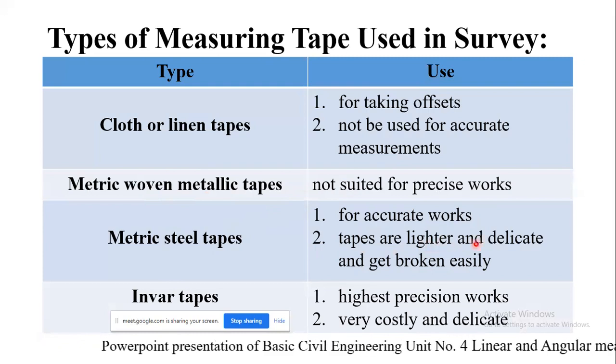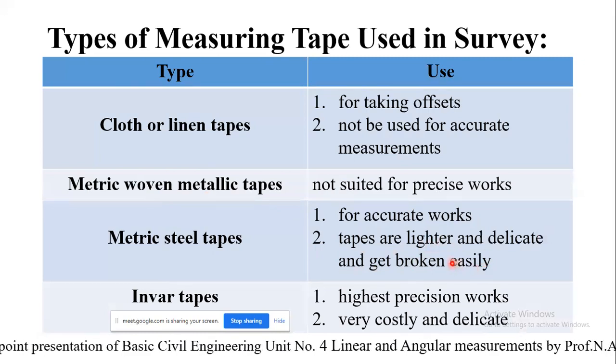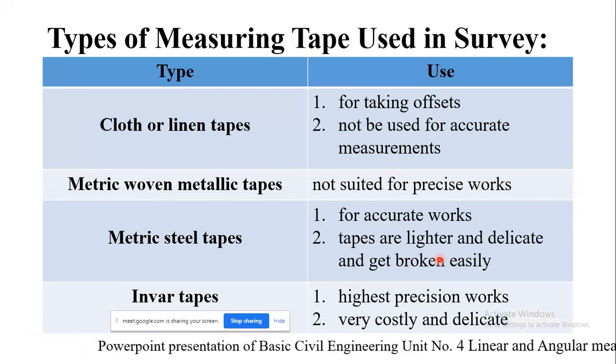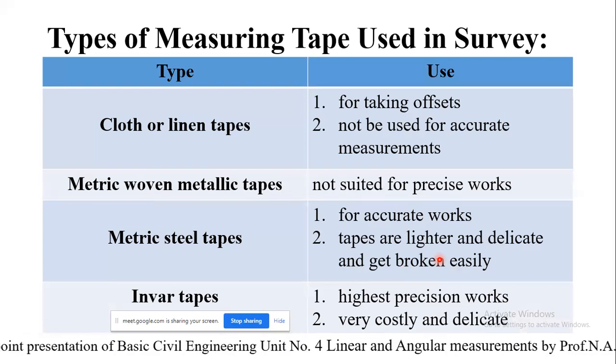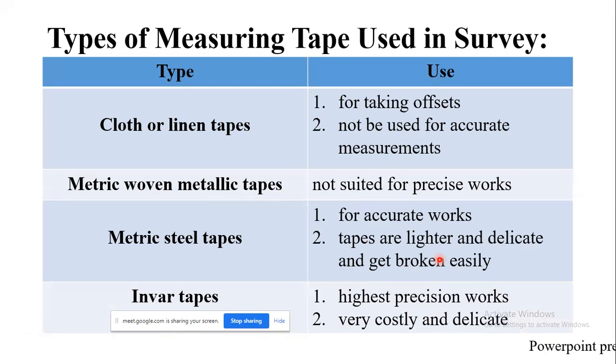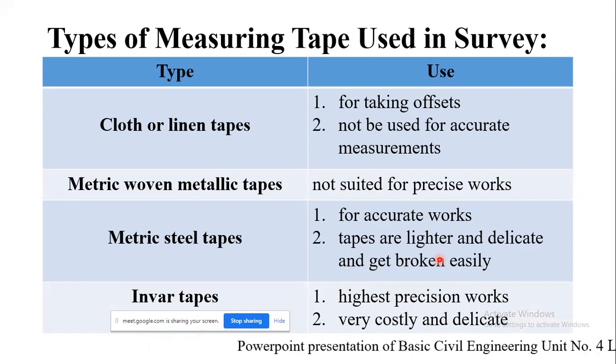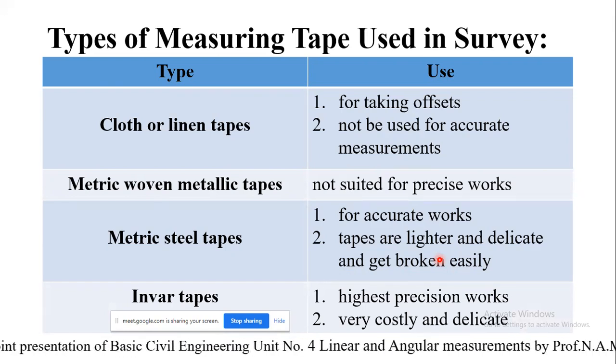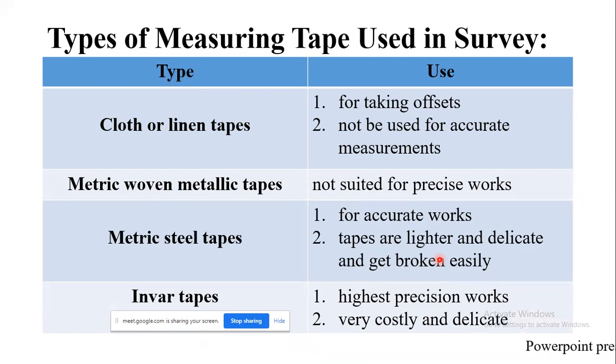These are lighter and delicate and get broken easily. When you handle such tapes and one falls from a certain height, it will get cracked, because the rounded steel tape is just put into a plastic box. Commonly available lengths are 10, 15, 20, 30, and 50 meters, and a 100-meter tape is also available. As per the requirement, you can get it.